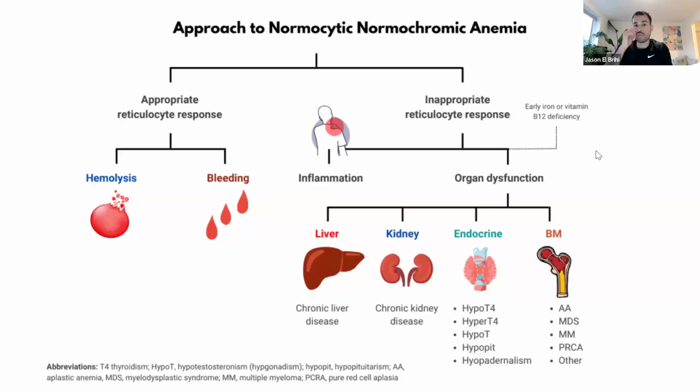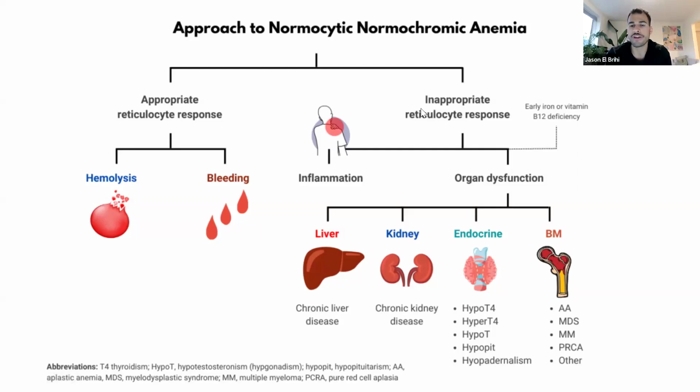Great. We'll move on to normocytic anemia. And this one, typically, you want to first look at the reticulocytes. Now, remember, reticulocytes are not included on the standard full blood count, so you should ask for them to be added on. And they are basically juvenile red blood cells. So that's the main branching point for normocytic anemia. If you have an appropriate reticulocyte response, then two causes are either hemolysis or bleeding.